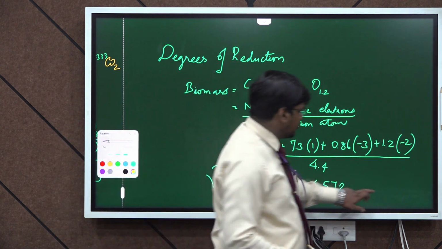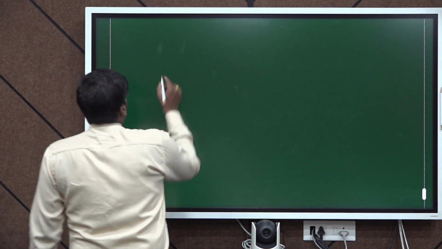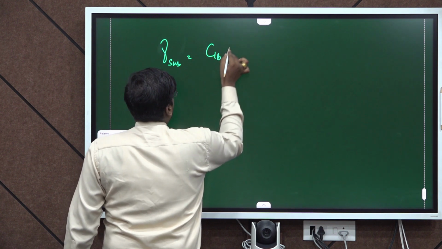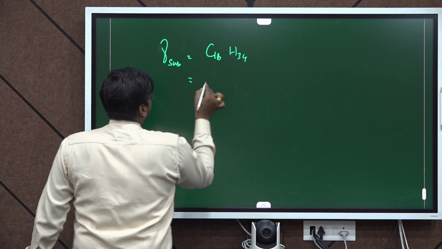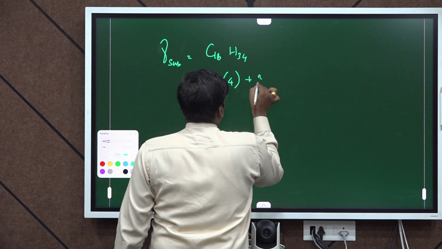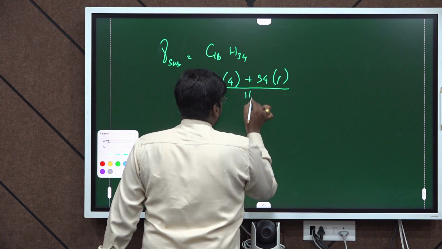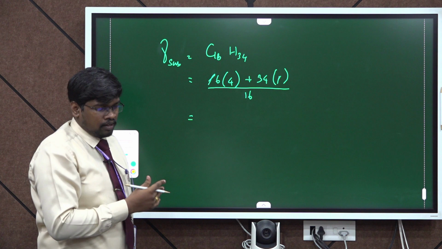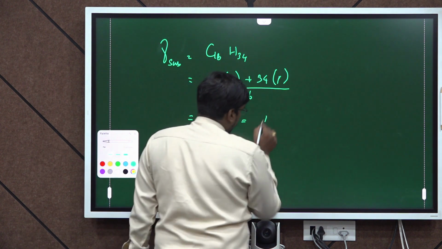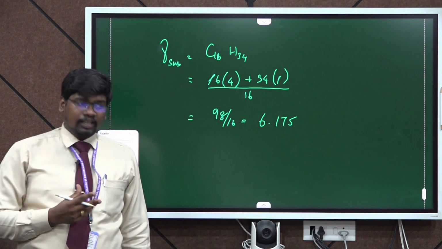Similarly, we can calculate the degrees of reduction for the substrate also. For the substrate we have C16 H34. Here we have 16 carbon atoms for which the valency is 4 and 34 hydrogen atoms for which the valency is 1, divided by the total of 16 carbon atoms. So, we get 98 divided by 16, which amounts to 6.175. So, these are the degrees of reduction.